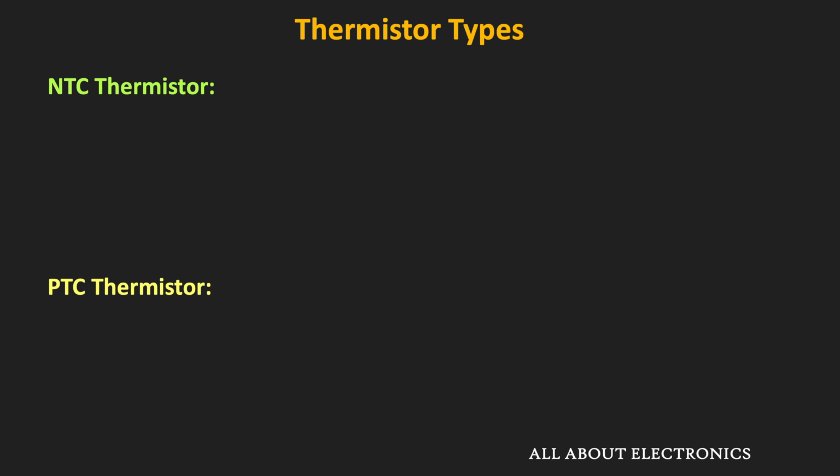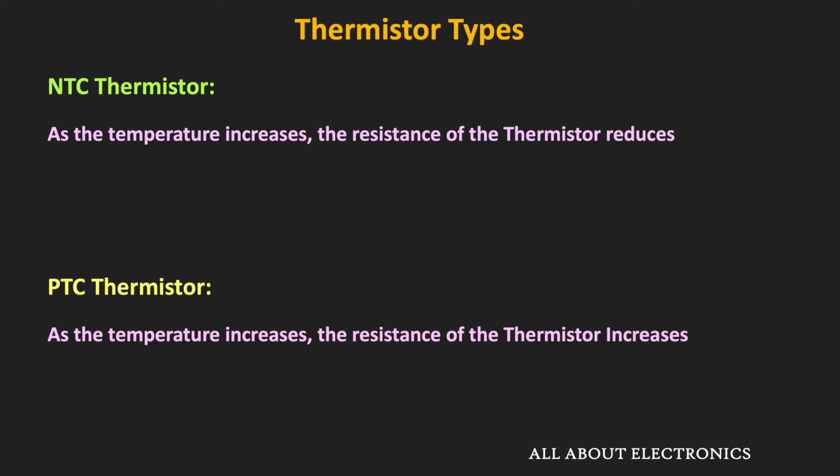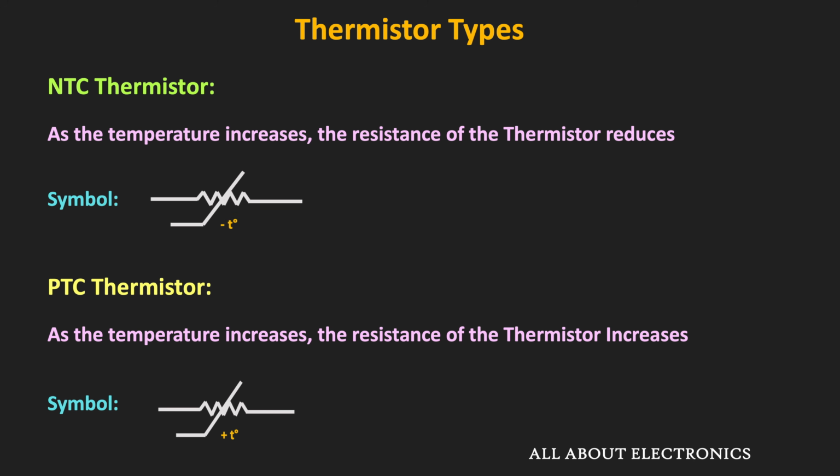As its name suggests, these NTC thermistors have the negative temperature coefficient, meaning that as the temperature increases, the resistance of the thermistor reduces. On the other hand, these PTC thermistors have the positive temperature coefficient, meaning that as the temperature increases, the resistance of the thermistor also increases. And these are the symbols of the NTC and the PTC thermistors. In the NTC thermistor, as you can see, there is a minus T sign, while in the PTC thermistor there is a plus T sign, which shows that the NTC has the negative temperature coefficient while the PTC has the positive temperature coefficient.